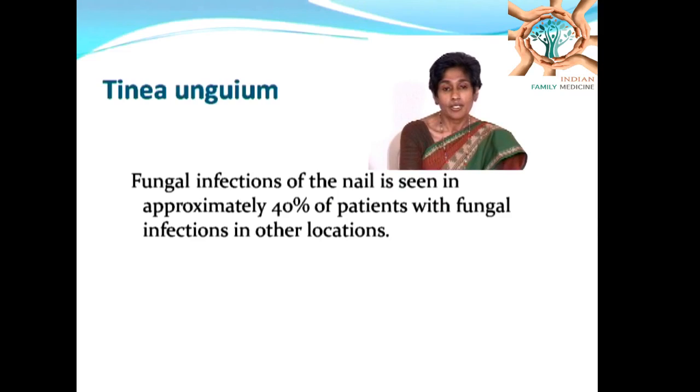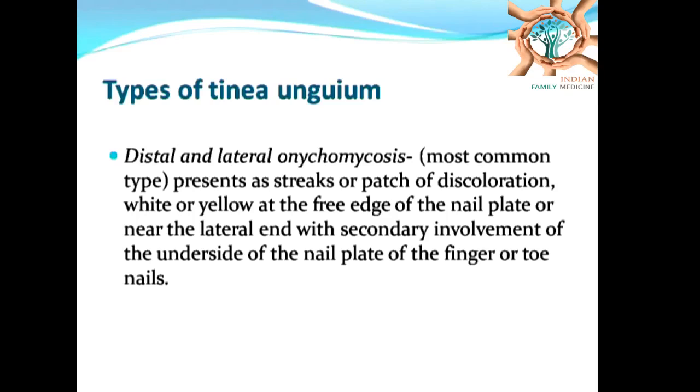Tinea unguum is characterized by fungal infection of the nail. Now this is seen in approximately 40% of patients with fungal infections in other areas. The types of tinea unguum. The first and most common type is the distal and lateral onychomycosis. This presents as streaks or a patch of discoloration, white or yellow, at the free edge of the nail plate or near the lateral end, with secondary involvement of the underside of the nail plate of the finger or toenails.